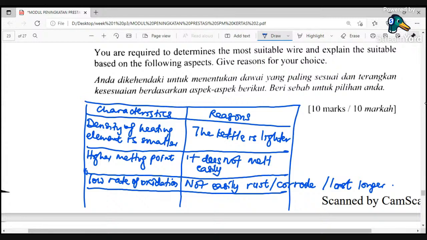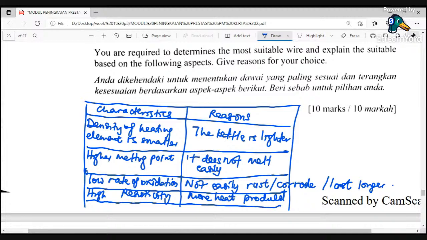And then the last one is the resistivity. High resistivity. Reason dia boleh tulis high resistance ataupun more heat produced. Okay.